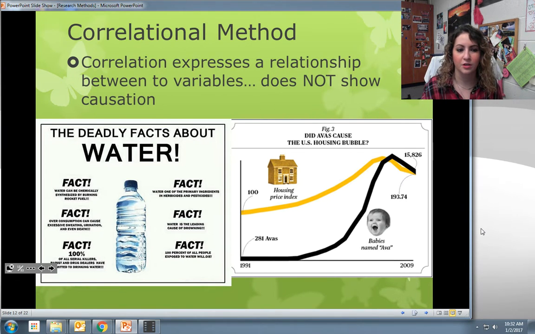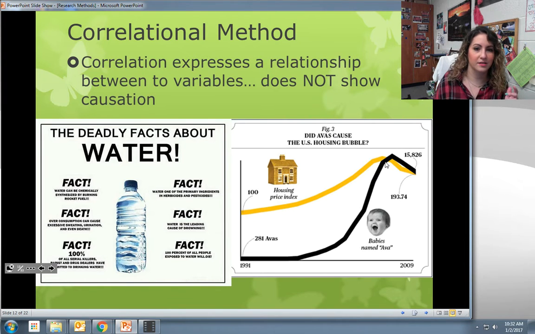Like this little picture right here says, did the AVAs cause the U.S. housing bubble? And so you see the housing price index, which measures house prices going up, and the amount of AVAs that were born. And you kind of see that those go together. But that's not causation. They're correlated. They're happening at the same time, but that does not mean that one is causing the other. And so it's kind of a joke between is it correlation or causation.